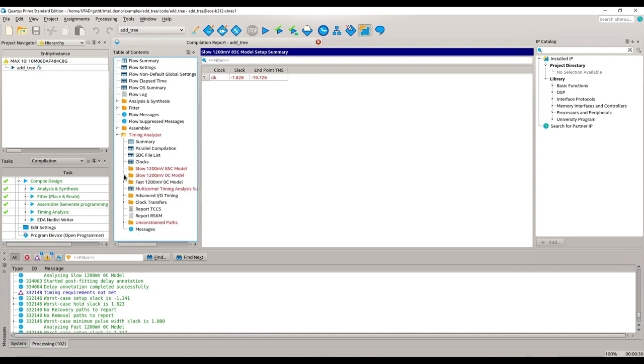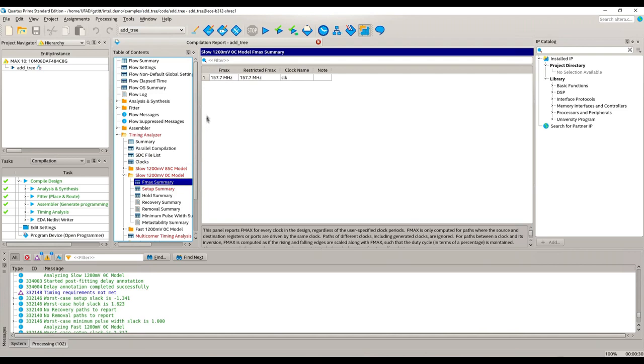If we look at the slow, low temperature model, its Fmax is slightly faster. It's 157 megahertz, but it's still not that close to meeting our 200 megahertz clock constraint. Now, the fast low temperature model here did actually meet the constraint. And you may be wondering, well, why don't you just always check the worst case scenario? Well, you would likely do that if all you ever cared about was setup times. But remember, you can also have hold violations. And so if you had a faster FPGA, you could theoretically have hold violations that wouldn't occur in the slower FPGA.